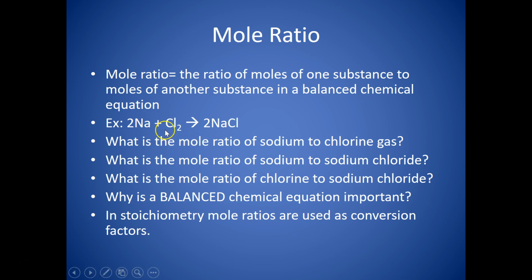That's a 1:2 ratio. 1 mole of chlorine produces 2 moles of sodium chloride. So why is the balanced chemical equation important? It's because we couldn't get this mole ratio without balancing the chemical equation. Those numbers are all coming from balancing the chemical equation. So we're going to use those as conversion factors.